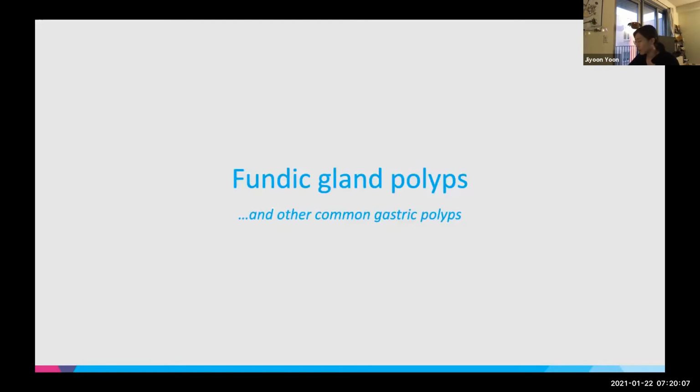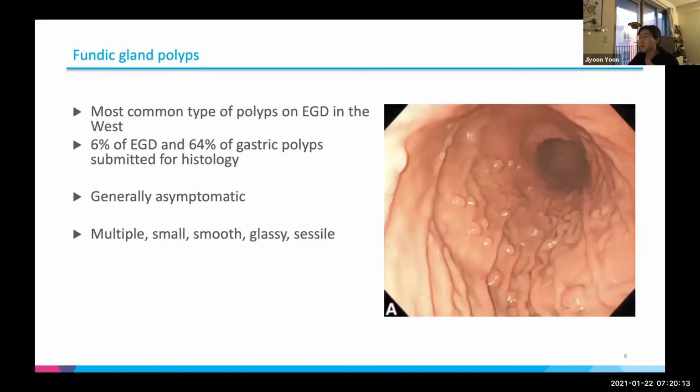Okay, so I wanted to talk about fundic gland polyps and two other of the most common gastric polyps. Fundic gland polyps are the most common polyps found on EGD in the Western Hemisphere. They represent about 6% of EGDs and 64% of gastric polyps that are submitted for histology. Usually patients are asymptomatic, and they're described as multiple, small, smooth, glossy, and sessile.